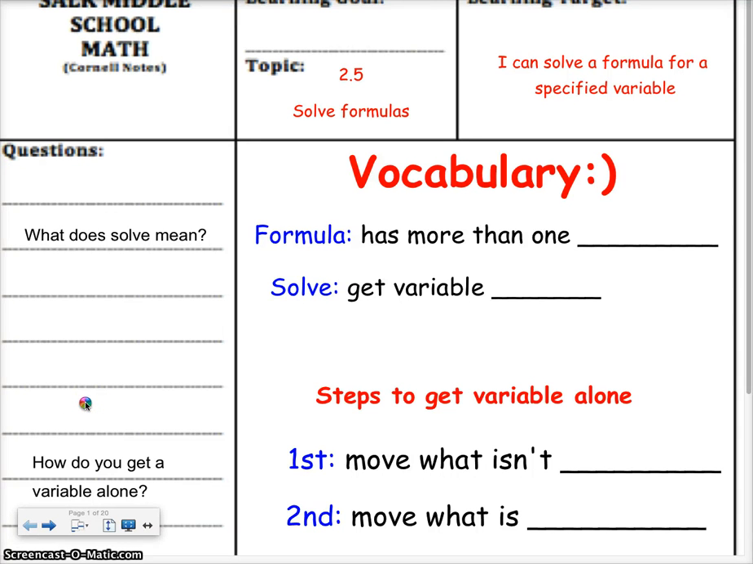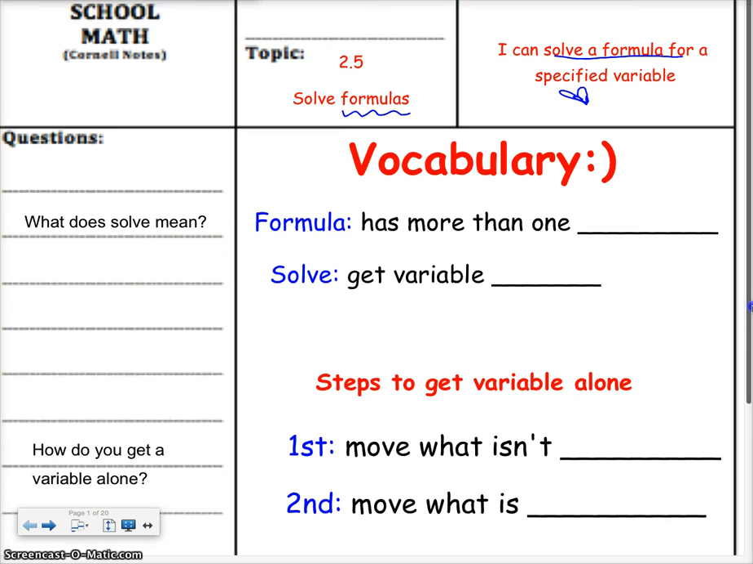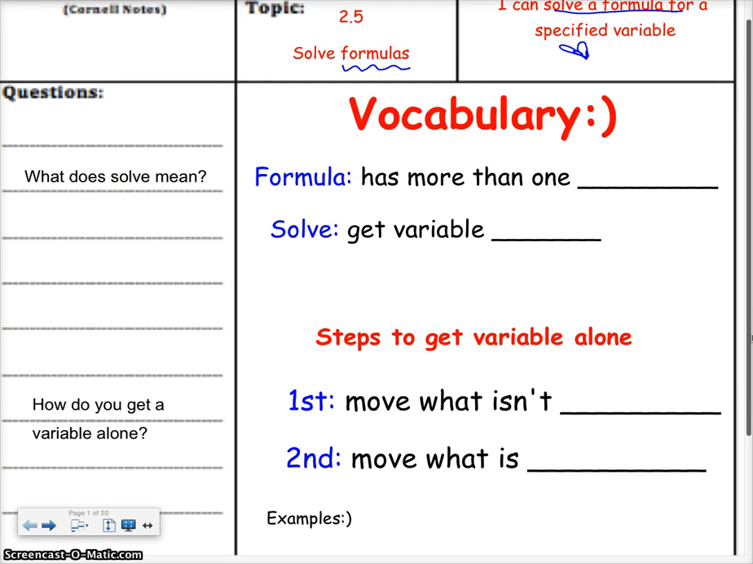We've solved two-step, one-step, multi-step, special solutions, and we're going to move to solving a formula. You need to know what a formula is. Your learning target: you can solve a formula for a specified variable. That means I'm going to say, solve it for A, solve it for B, H, L, W, whatever the variable is. So a formula has more than one variable.